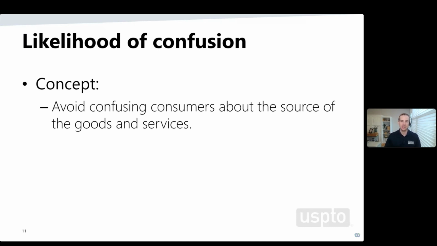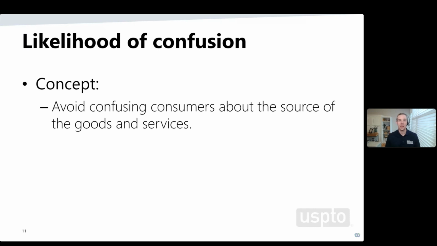Companies and businesses and individuals can't effectively communicate to their consumers the source of goods and services. And if that line of communication is severed, that's not good for anyone. That's just bad for commerce in general. So because of that, we have a test here at the USPTO.